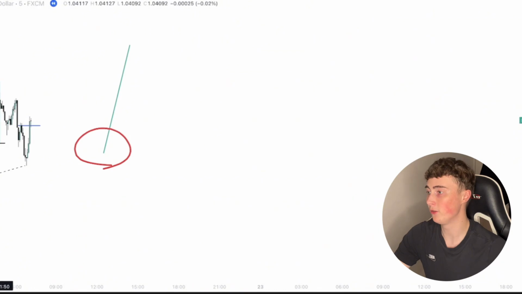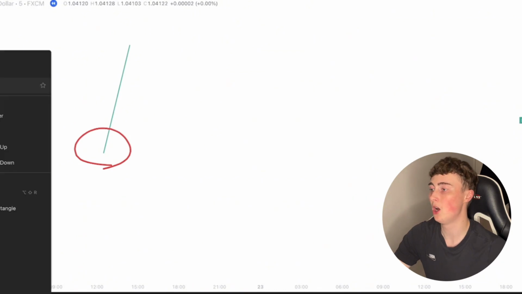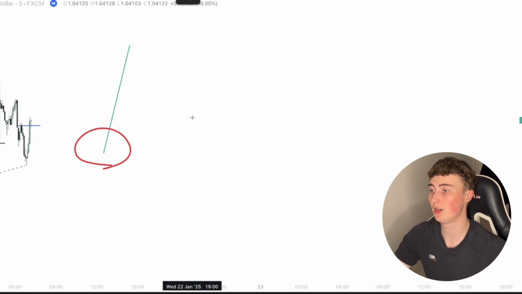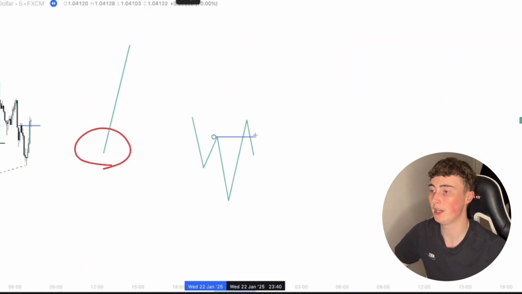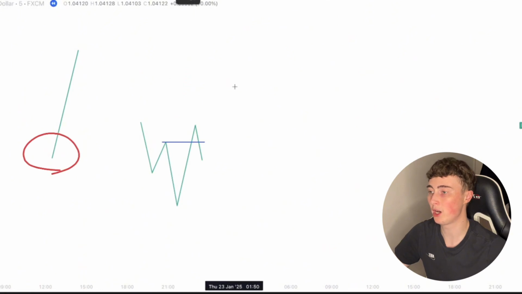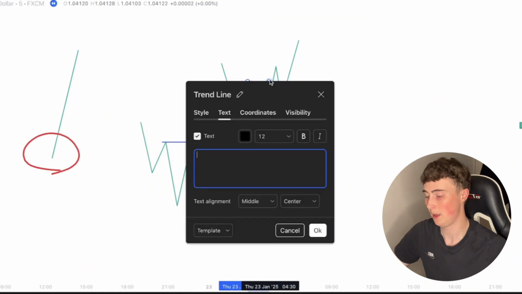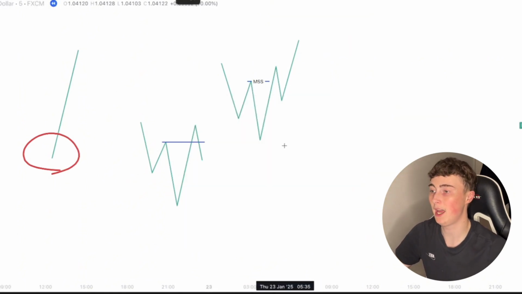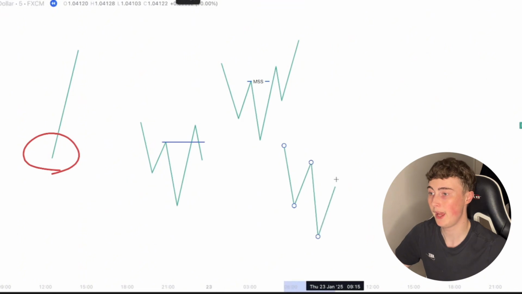Now, you may or may not have noticed, but if I was to draw out a lot of these entry models that are preached about online, right, and they're said to be the best way. So like, for example, a breaker block, apparently the best entry. A market structure shift, apparently the best entry, right? And then what other ones are there? An inverted fair value gap. Again, according to some people, is the best entry, okay?